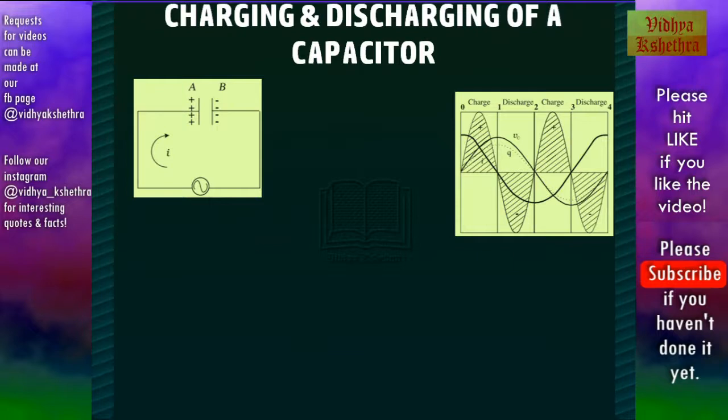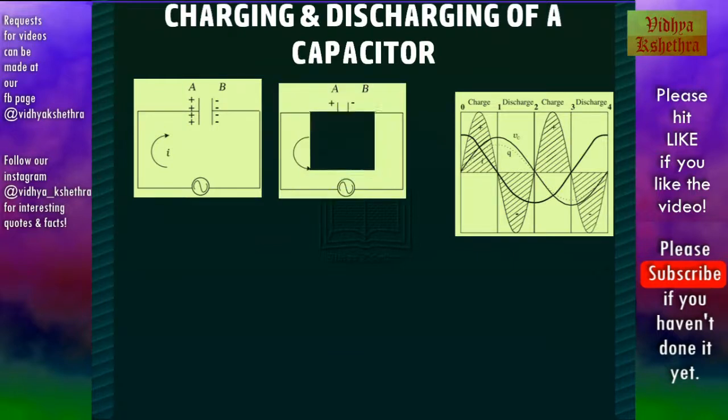Now from 1 to 2, the current gets reversed and hence the capacitor gets discharged. And since current is negative and voltage is positive, power is lost by the capacitor to the source.